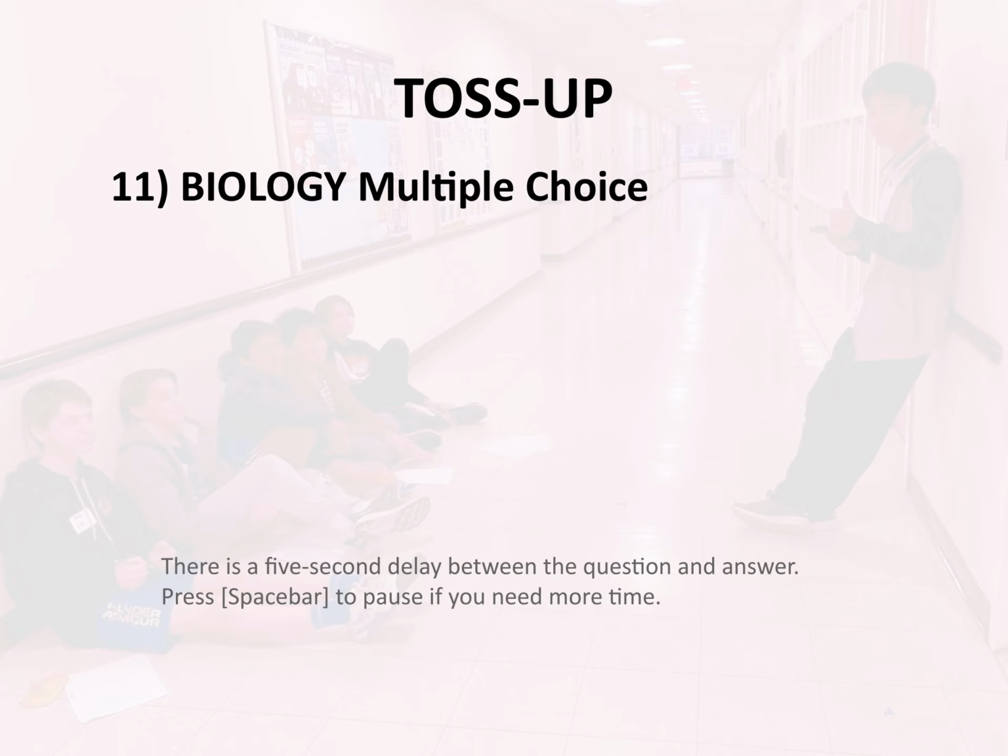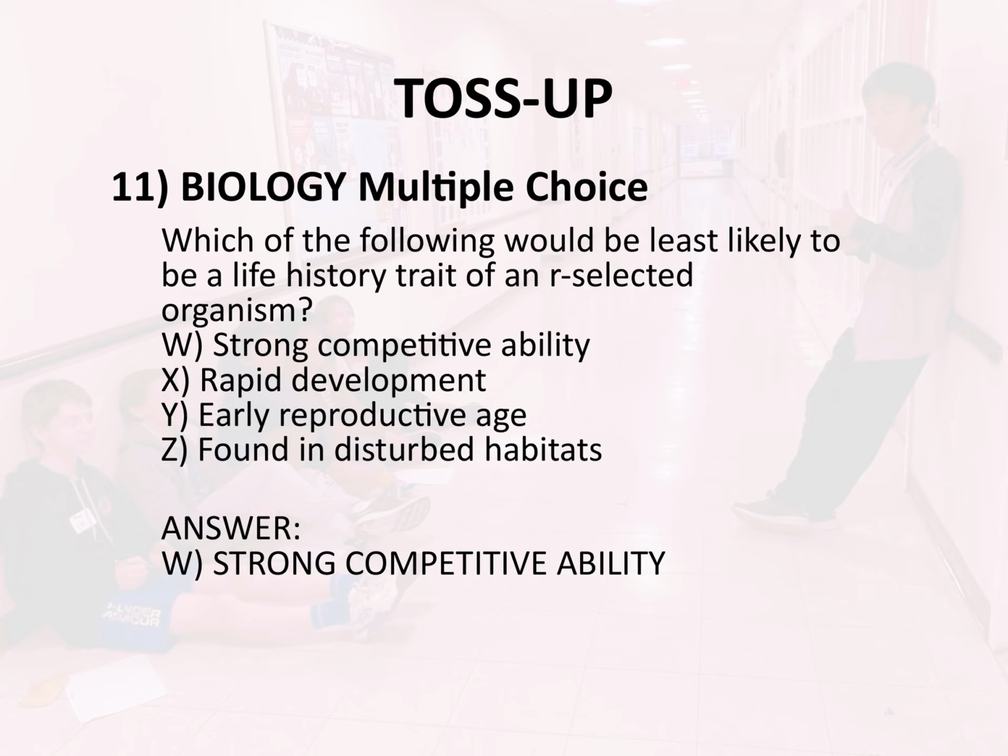Toss-up 11. Biology. Multiple choice. Which of the following would be least likely to be a life history trait of an r-selected organism? W. Strong competitive ability. X. Rapid development. Y. Early reproductive age. Z. Found in disturbed habitats. Answer: W. Strong competitive ability.